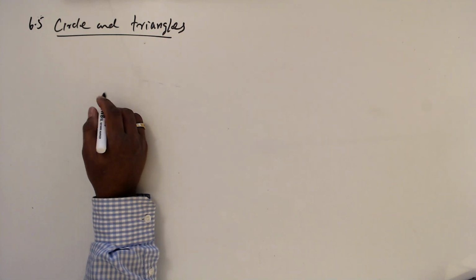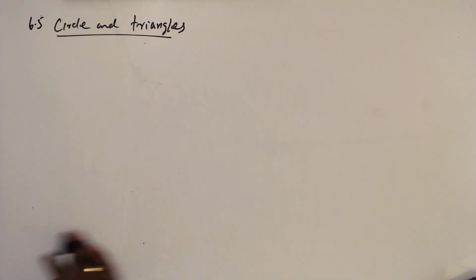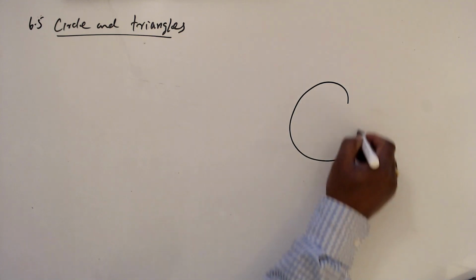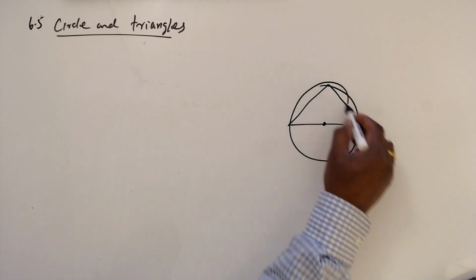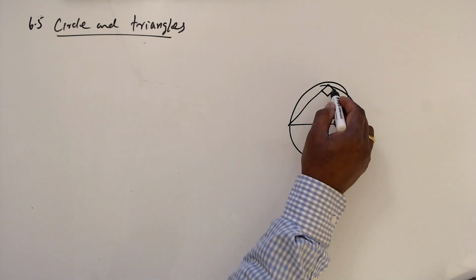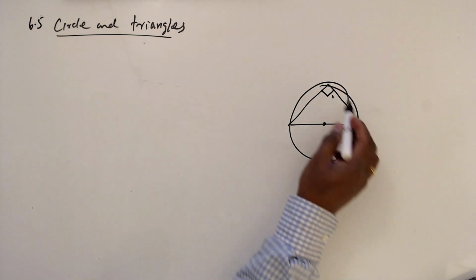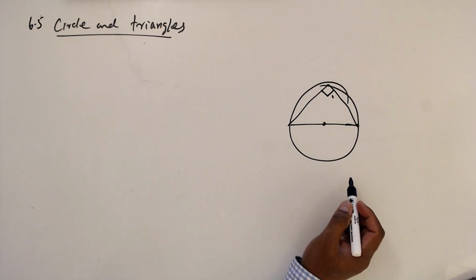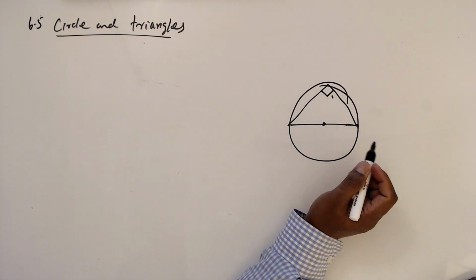6.5 circle and triangles. First of all, I'd like to remind you about the circle theorems. The angle of 90 degrees subtended at the circumference from the diameter is 90 degrees.